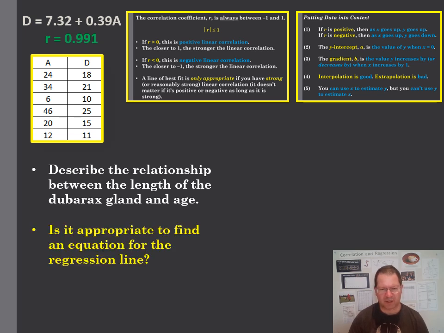Is it appropriate to find an equation for the regression line? Well, we've got one, okay, but it wouldn't be appropriate if our correlation wasn't strong or reasonably strong. And r equals 0.991 is a very, very strong positive correlation. So yes, it is appropriate to find an equation for the regression line.